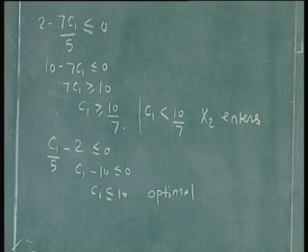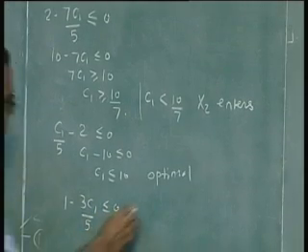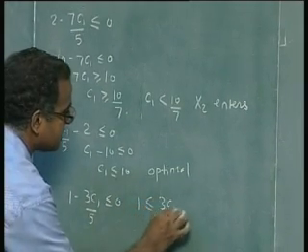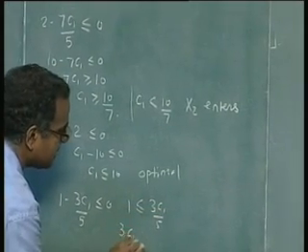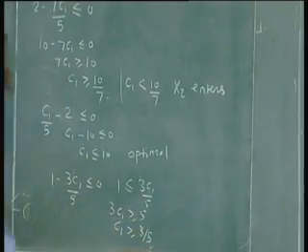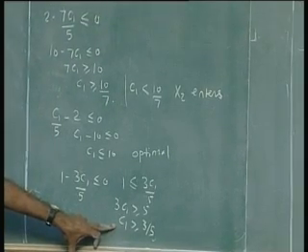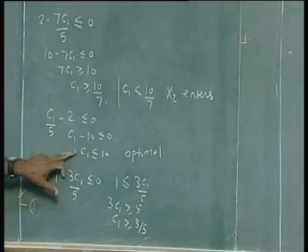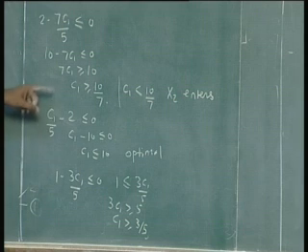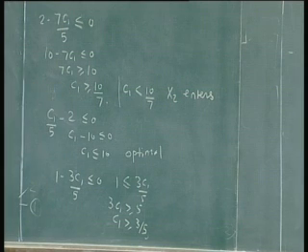And for the third one, we have 1 minus 3 C1 by 5 less than or equal to 0, 1 is less than or equal to 3 C1 by 5, 3 C1 greater than or equal to 5, C1 greater than or equal to 5 by 3. When C1 is greater than or equal to 5 by 3, this would remain optimum. C1 less than or equal to 10, this would remain optimum. C1 greater than or equal to 10 by 7, this would remain optimum. So let us see this as we go here.